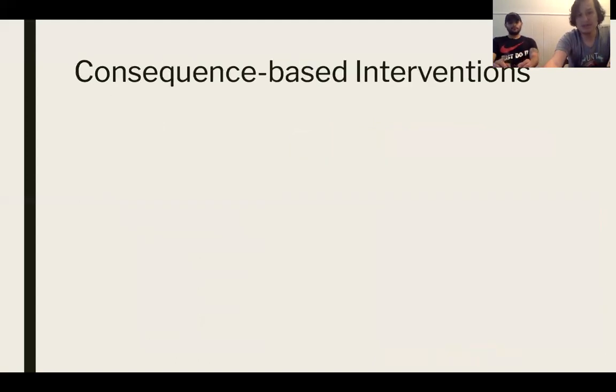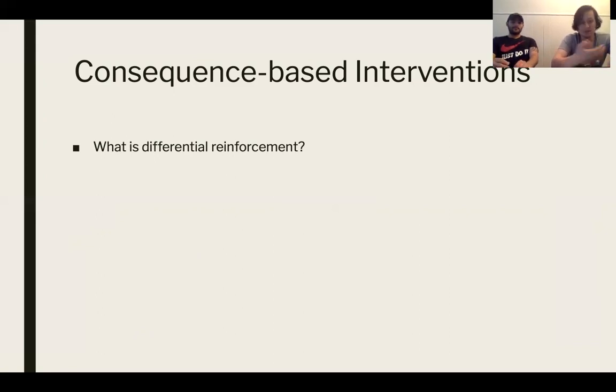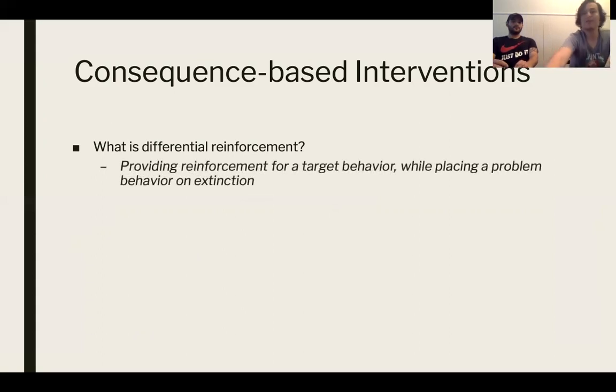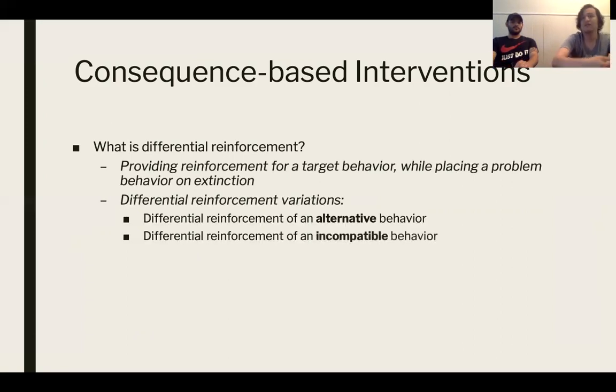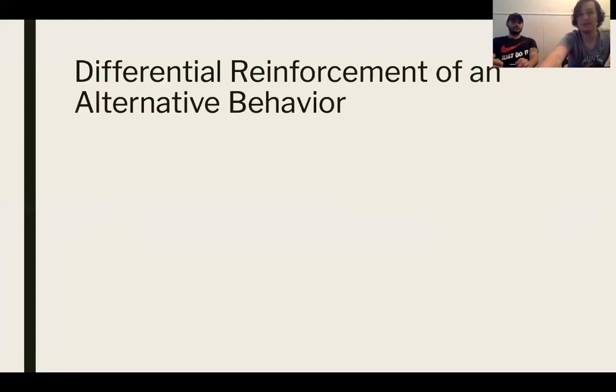So consequence-based intervention, one of them is differential reinforcement. What do you guys think it is? I'm sure you guys have heard the concept at least. So basically what we're talking about here is that we are reinforcing the behavior you want to appear. So you're reinforcing a target behavior and placing the problem behavior on extinction. There are different variations to this procedure, but we're only going to be talking about two of them. So they are differential reinforcement of an alternative behavior and differential reinforcement of an incompatible behavior.